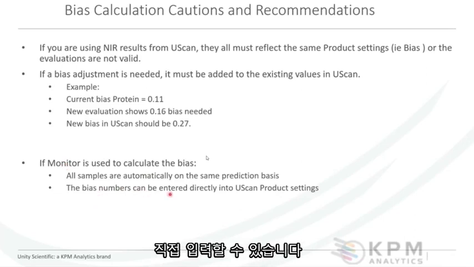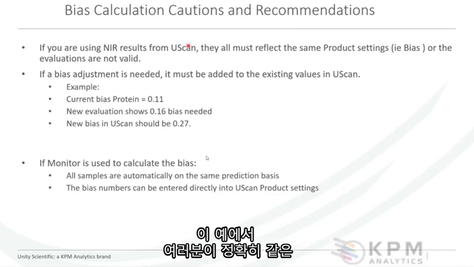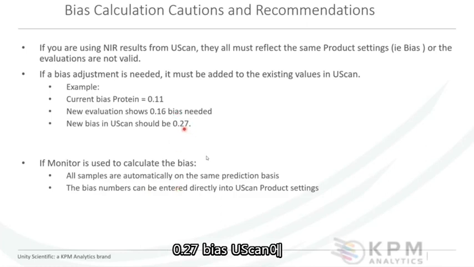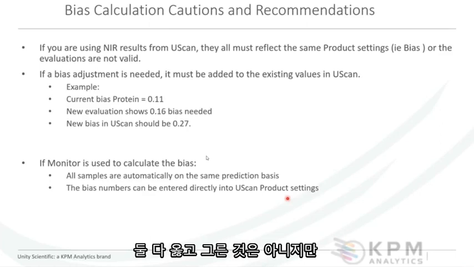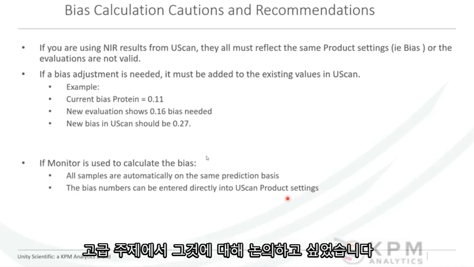And also the bias numbers can be entered directly into UScan product settings, because the biases that you're calculating are bias adjustments directly from the model. And that's what UScan is doing as well. So in this example, if you were using these exact same samples and doing the evaluations in Monitor and UCal4, the bias that would be shown would be 0.27, and you can enter that directly into UScan, okay? So two different ways to do it. Neither one is right or wrong, but they're just handled a little bit differently. So I wanted to discuss that in these advanced topics.